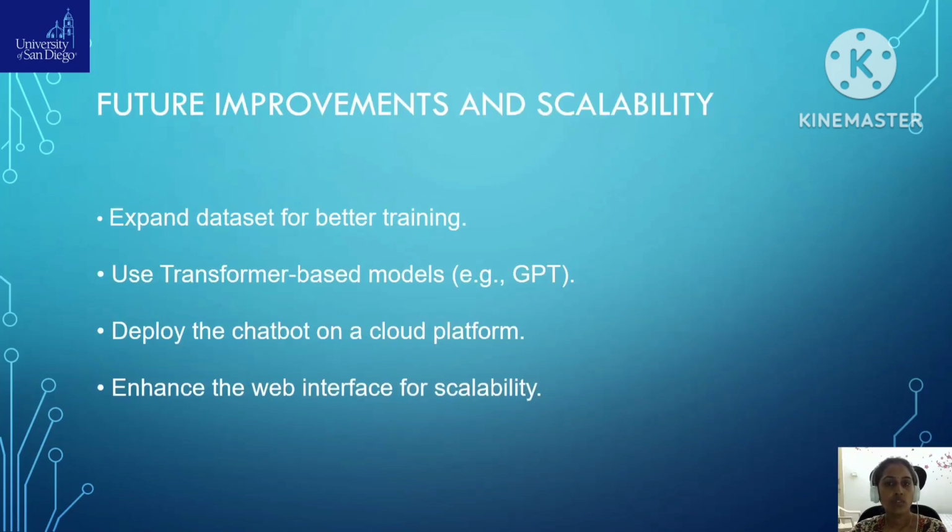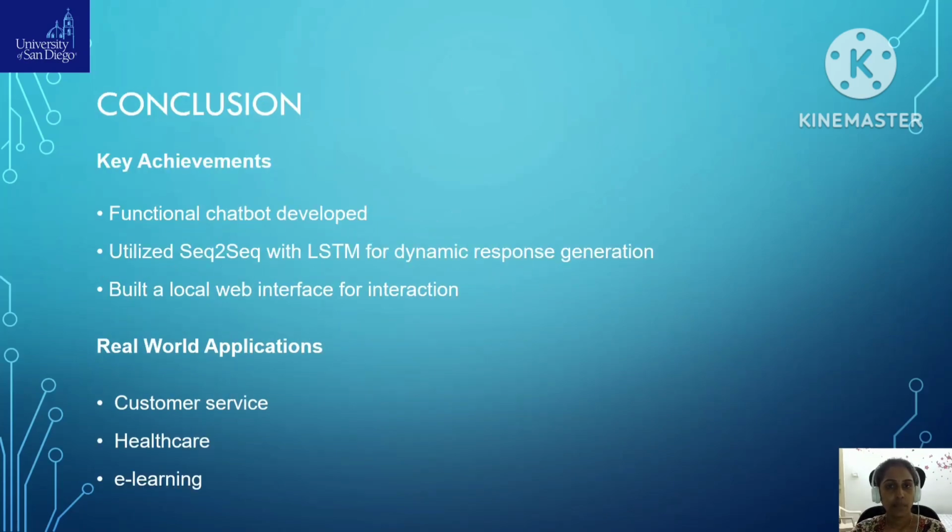So in terms of future improvements, expanding the dataset beyond 30,000 records would provide the model with more training data, allowing it to generate more diverse responses. Additionally, future projects could explore using transformer-based models like GPT, which are better suited for large-scale language generation tasks. Finally, deploying the chatbot on a cloud platform would improve its scalability, and enhancing the web interface would provide a more seamless user experience.